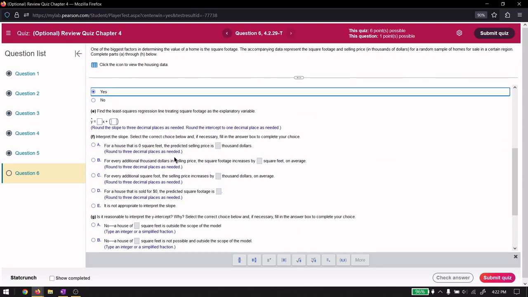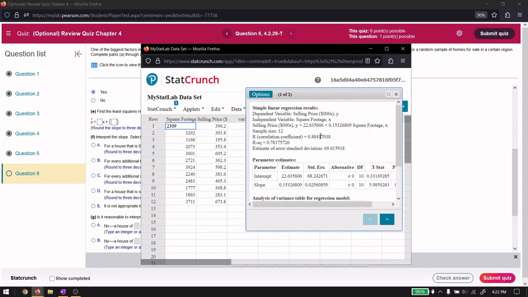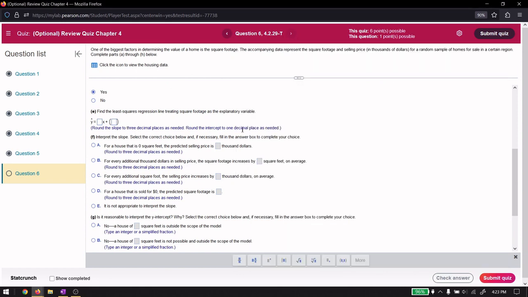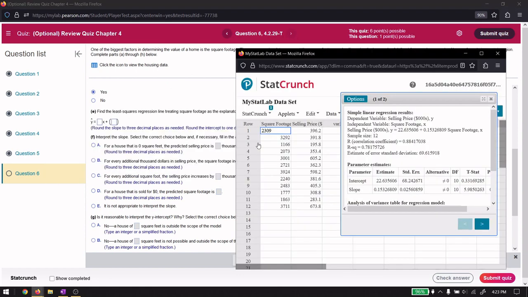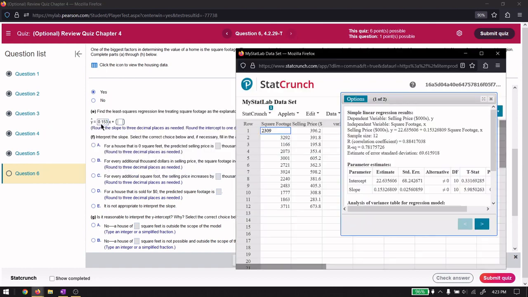Least squares regression line, well, once again, this is right here. Let's see, what does it want? It wants 3 places, the intercept to 1 place. Okay, so the slope is 0.153, and the constant is 22.6.